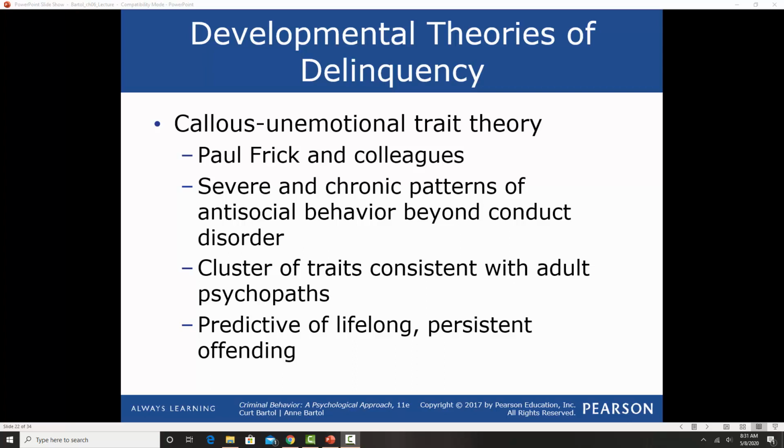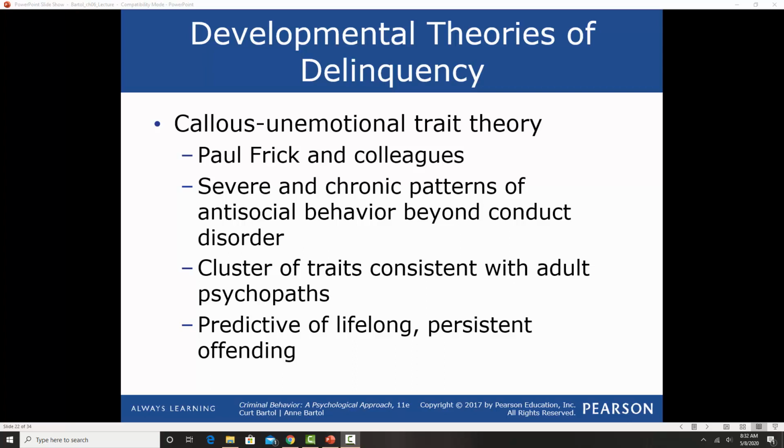I mentioned callous unemotional traits in a previous chapter, and it is one of those really serious red flags that we worry about. It is having no empathy or sympathy for other people, a limited capacity for guilt, and a lack of normal emotional expression. So the idea is that callous unemotional is a personality trait. Do some people have personality traits that make them susceptible to antisocial behavior?